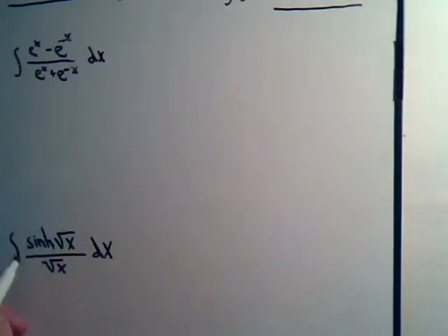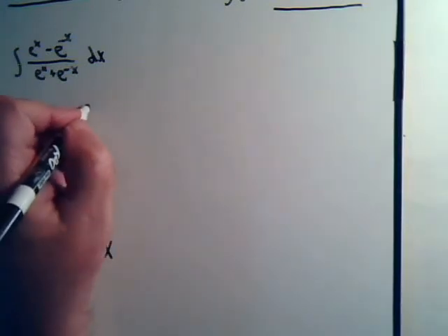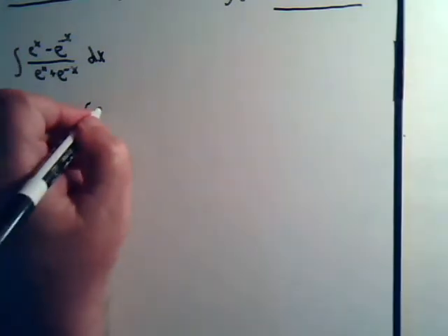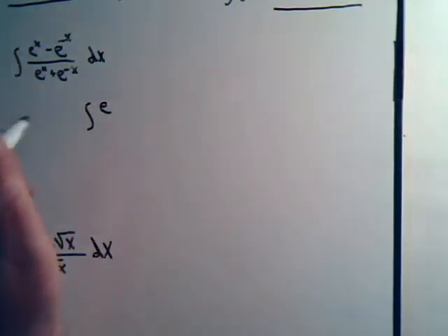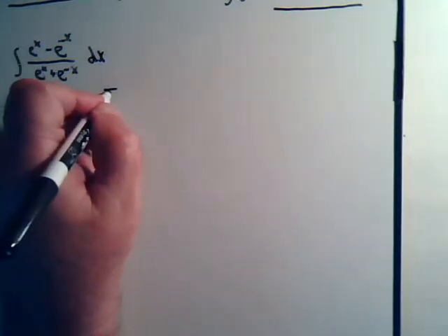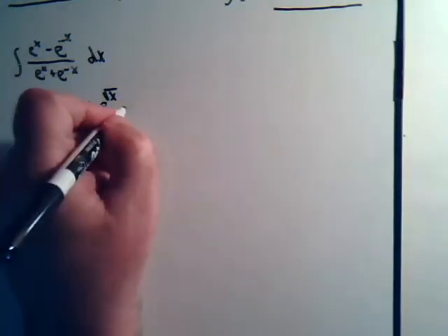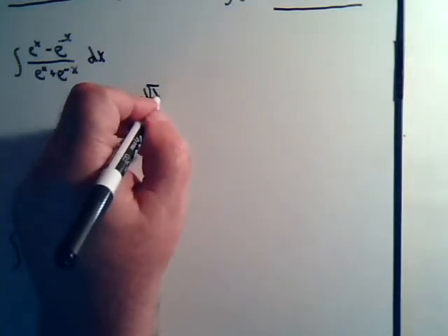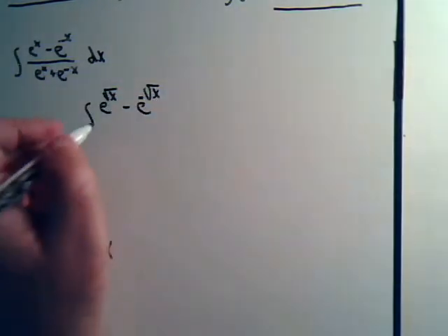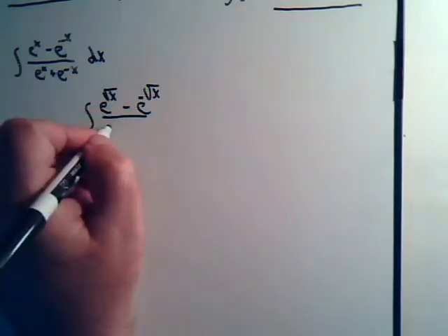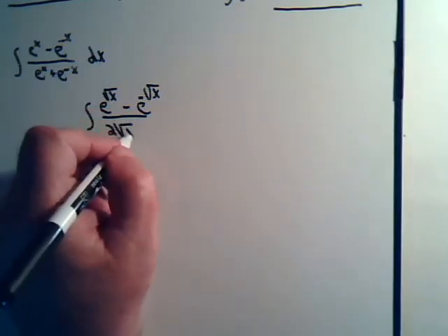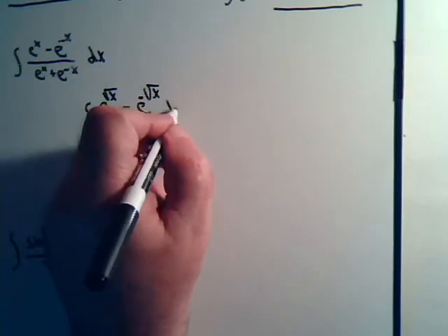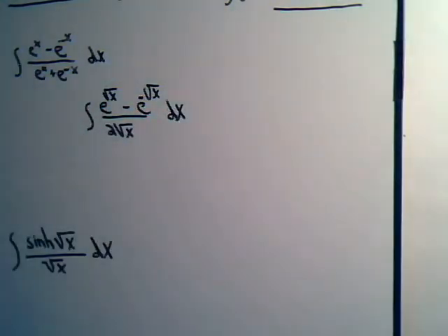So this will become the integral of e to the square root of x, subtract e to the minus square root of x, divided by 2 times the square root of x dx.